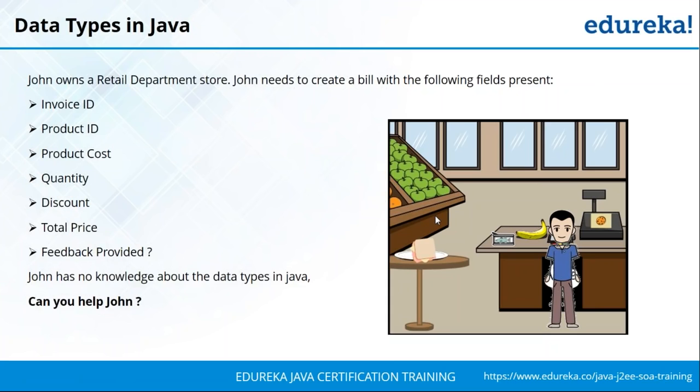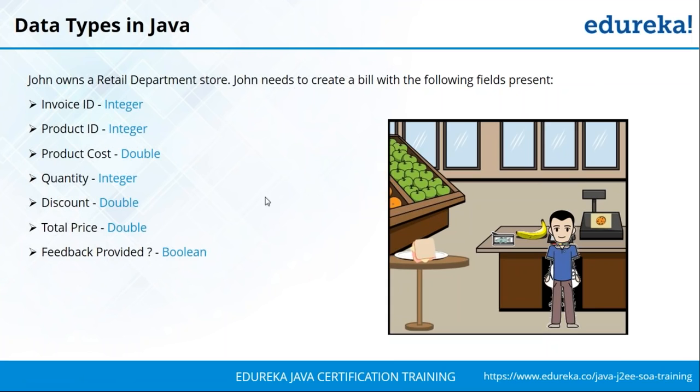Alright, so most of you have made your guesses. Let's see how many of you are correct. Your invoice ID is going to be integer, your product ID is going to be integer. After that, your product cost is going to be double. Now some of you have guessed it to be float, but again we prefer using double over float because it is more precise. After that, your quantity is going to be again integer, discount is going to be double, total price is going to be double, and whether feedback has been provided or not is going to be boolean based on true or false value.